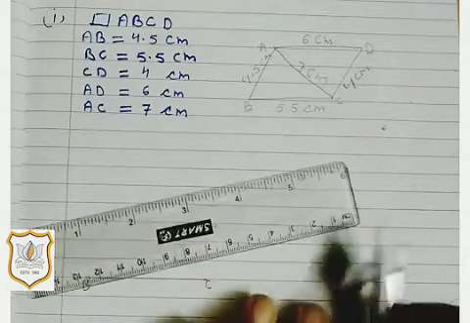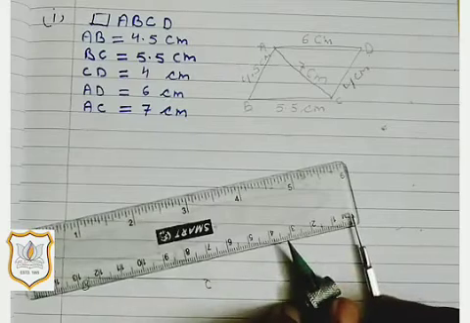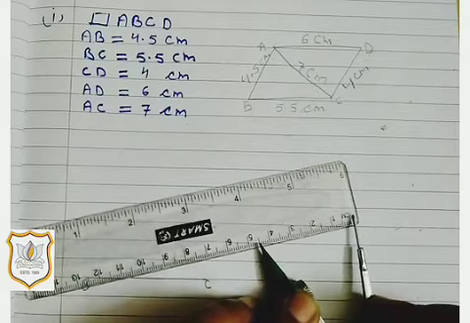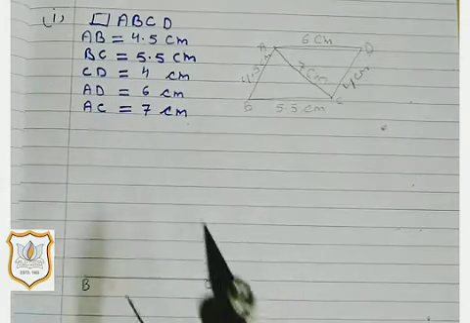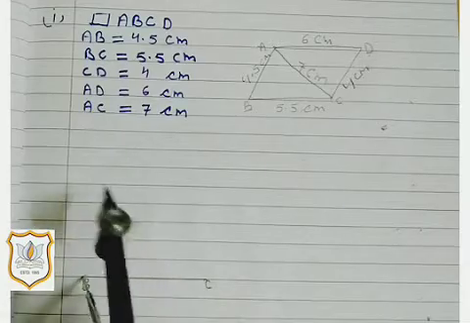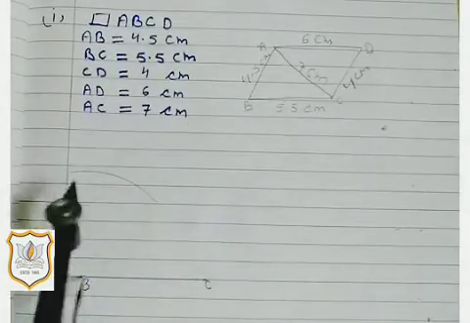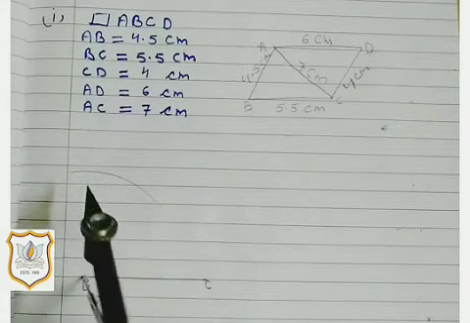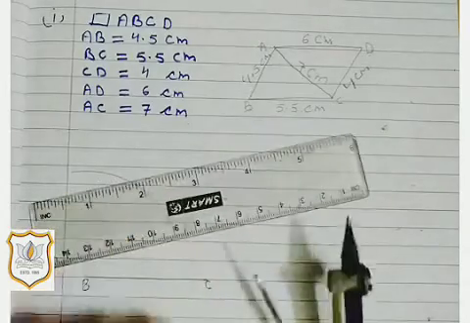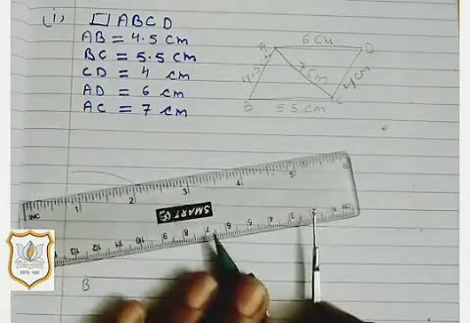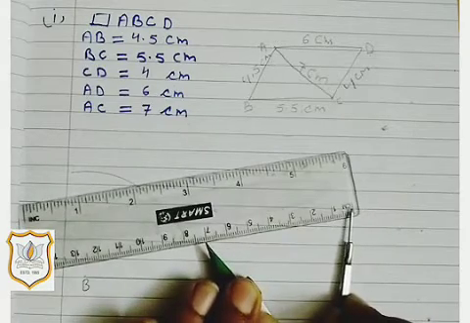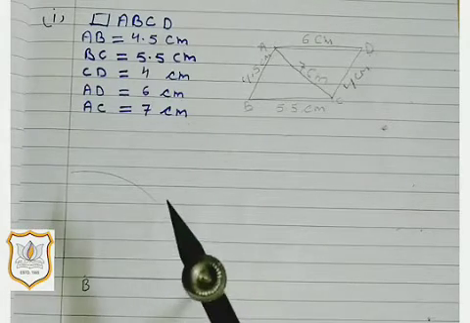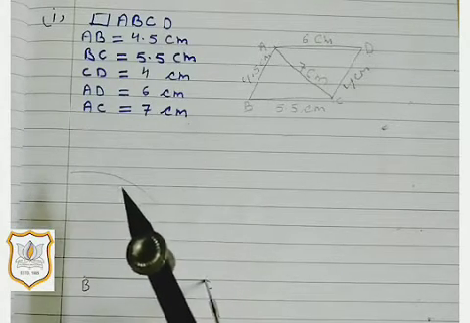Now we will take 4.5. Students, you can see I will take 4.5 centimeter in compass. This is 4.5 centimeter. And taking B as a center, we draw an arc. This is an arc of radius 4.5 centimeter. Now we will take 7 centimeter. You can see here I will take 7 centimeter. Clear?